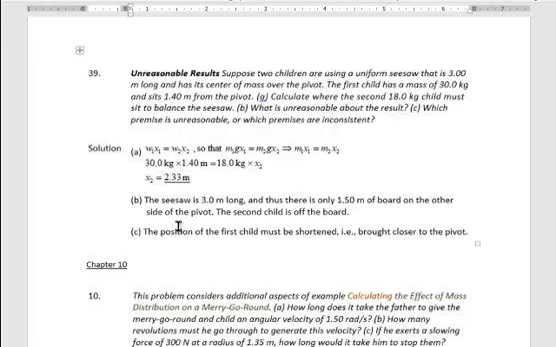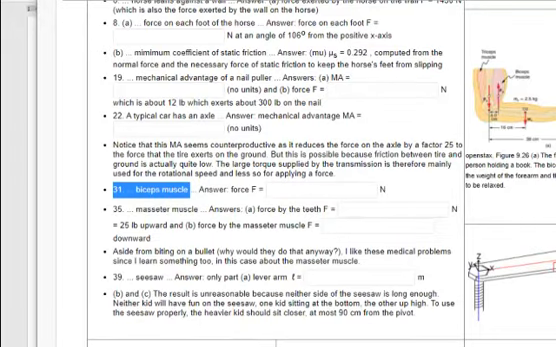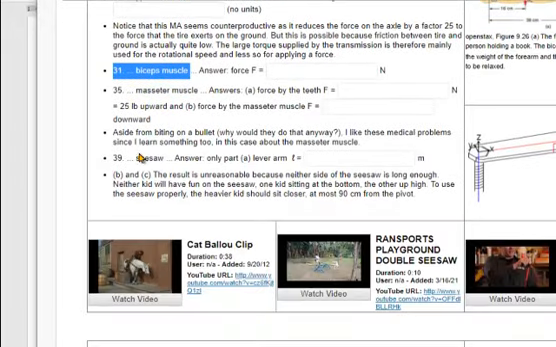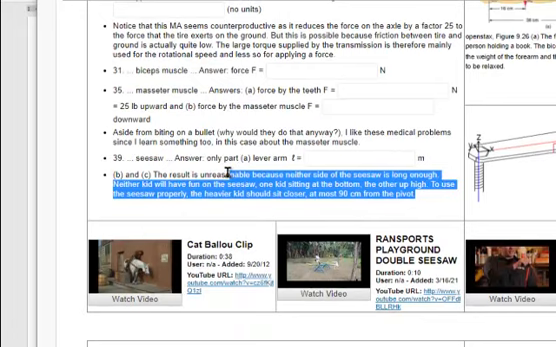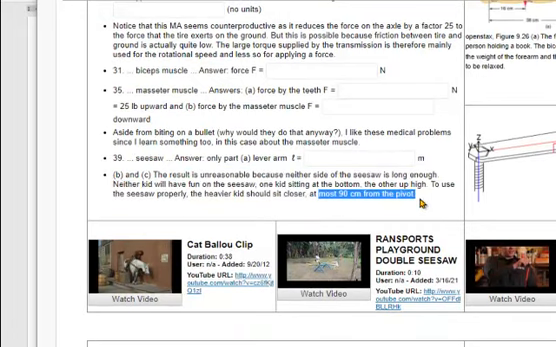So yeah, the position of the first child must be shortened. That means brought closer to the pivot. And that was, let's see, where was that one? This one here with the seesaw, and then pretty much I say the same thing here. I guess I calculated at most 90 centimeters from the pivot.